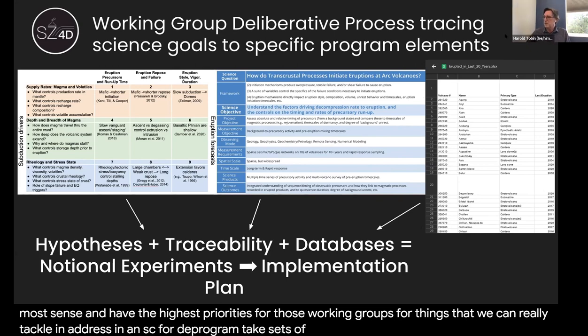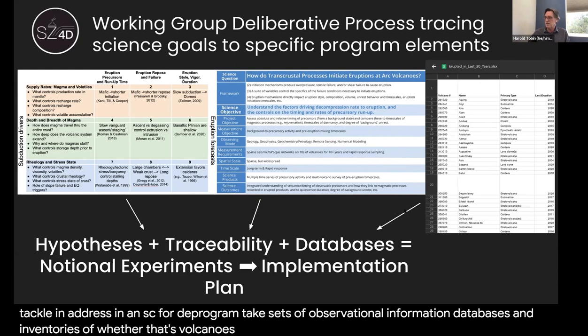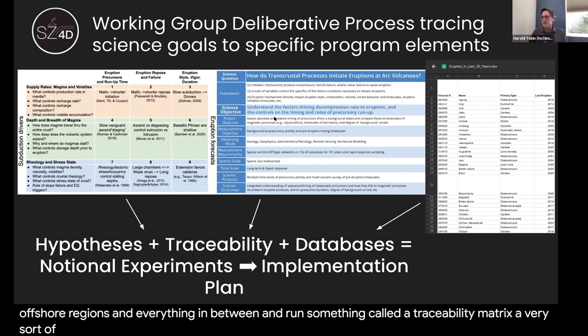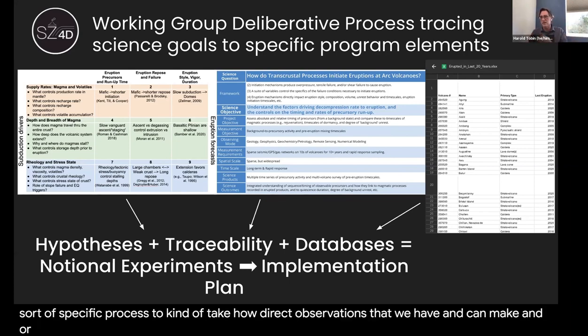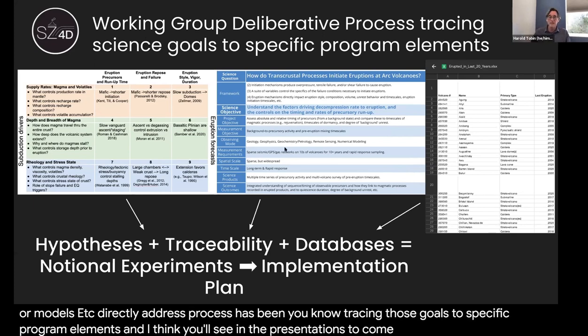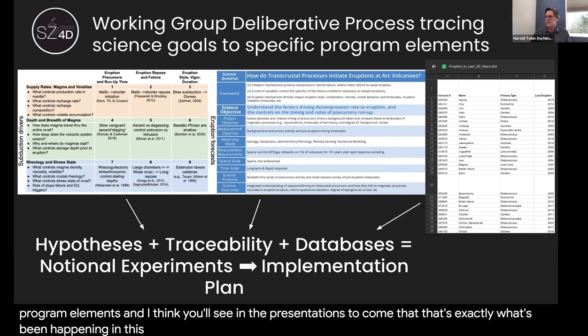Take sets of observational information, databases and inventories of whether that's volcanoes, whether that's segments of megathrust offshore regions and everything in between, and run something called a traceability matrix, a very specific process to take how direct observations that we have and can make, and or models, et cetera, directly address the hypotheses and questions. So the process has been tracing those goals to specific program elements. And I think you'll see in the presentations to come that that's exactly what's been happening in this planning process.